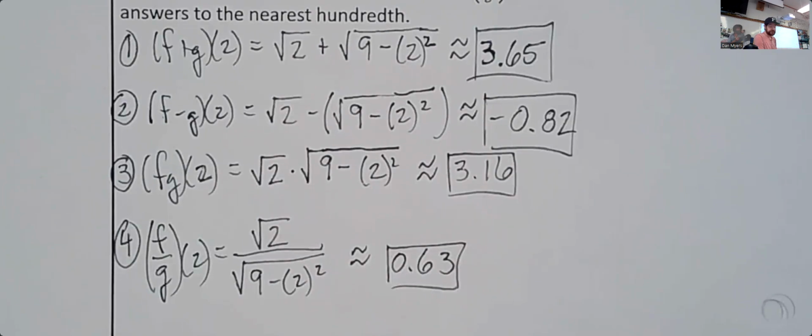There they are. Make sure you're getting those answers on your calculator screen. And if you've got any questions, if something's not matching up, let me know. So those are the answers to those 4 problems when x equals 2 for each of our different types of operations with functions. All right. Any questions before we look at our final problem?